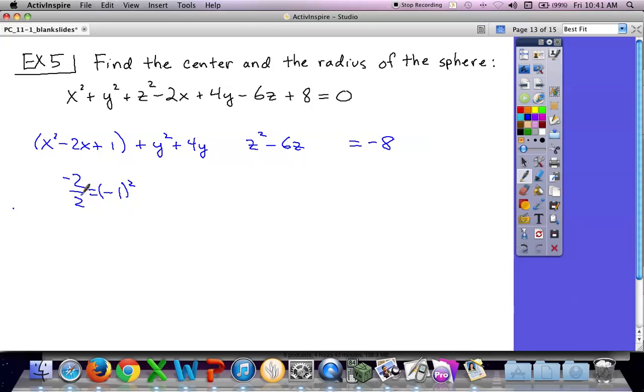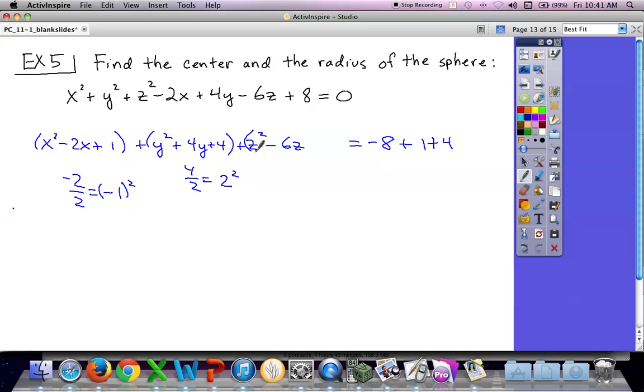Okay, but I can't just add a 1 in there. I just changed the equation. What do I do to balance out that I added 1? Right, I added 1 over here. Okay, same process. How am I going to pick? Divide 4 by 2 is 2, and you square it, and you get 4. But if I add 4 there, I add 4 here.